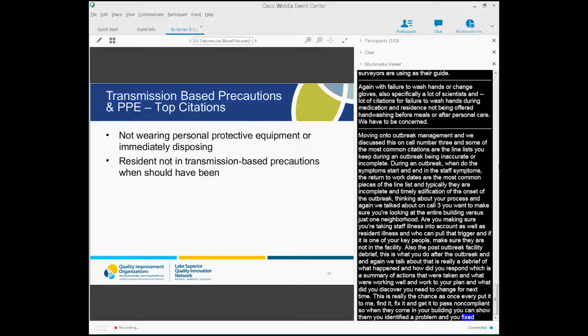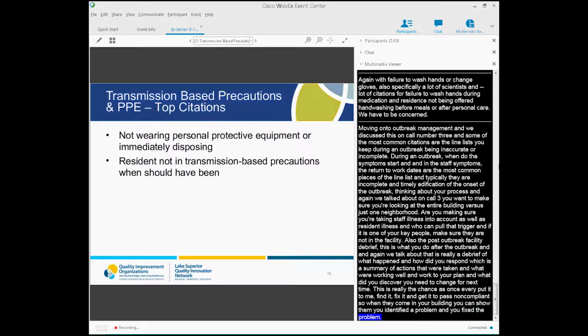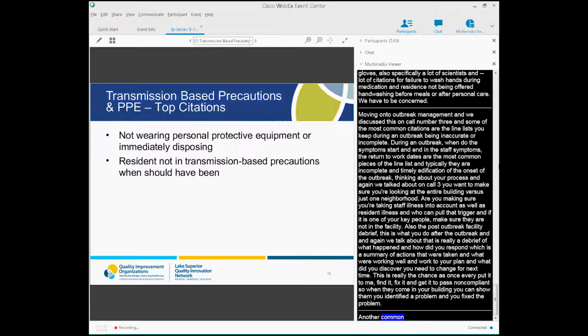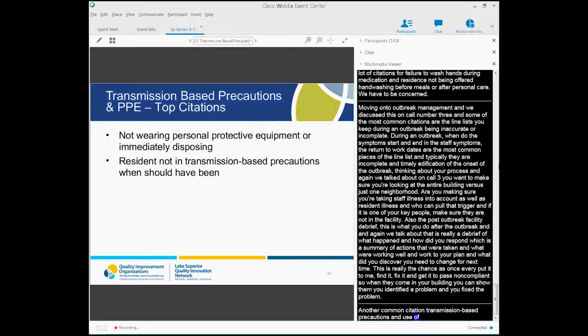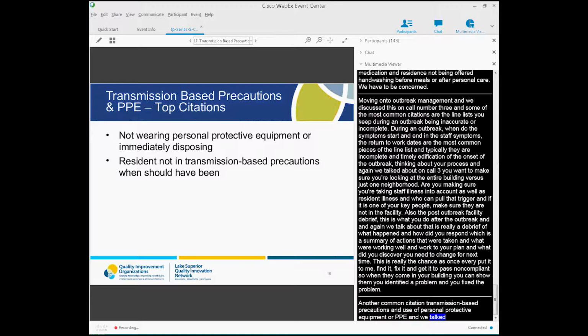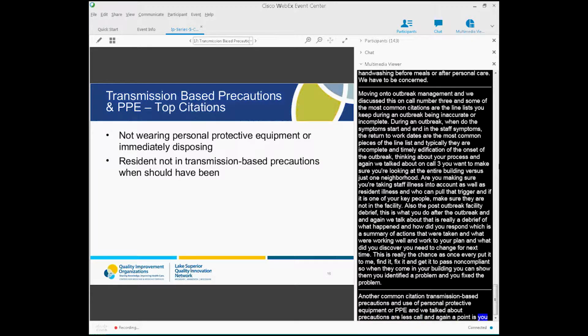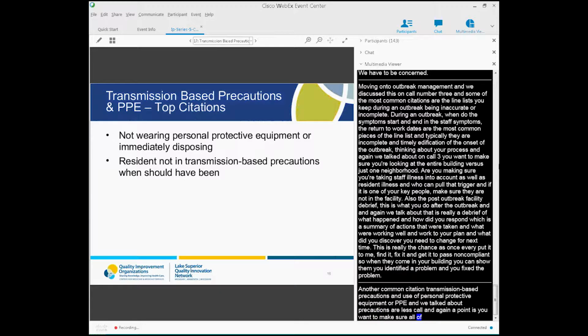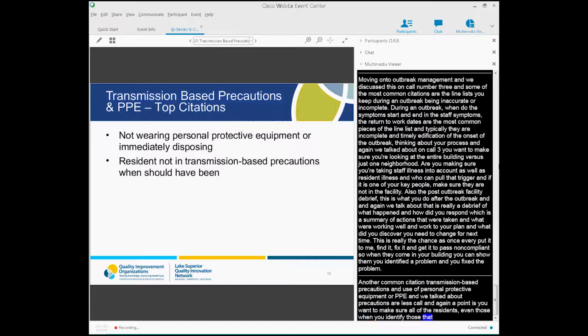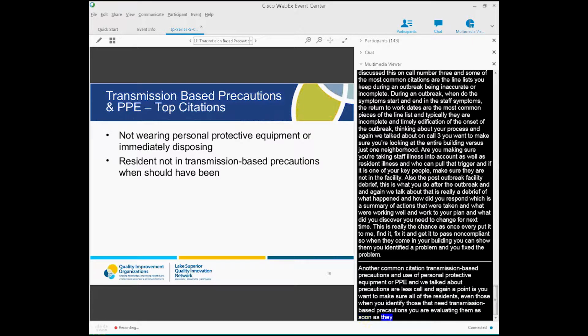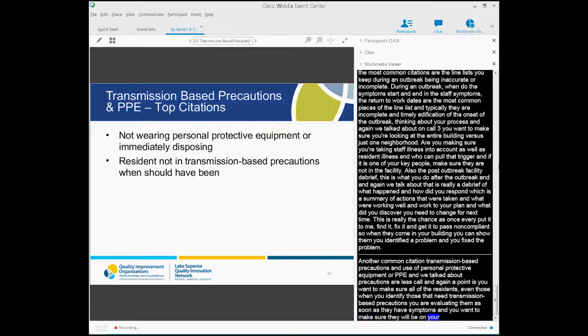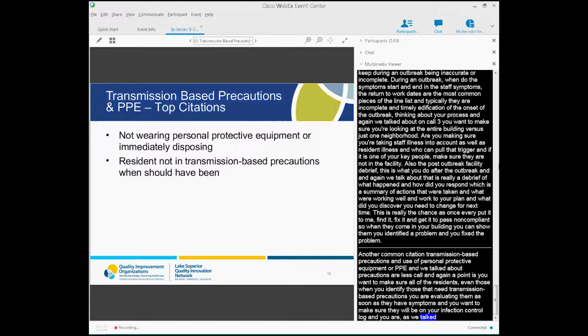Another common citation, transmission-based precautions and use of personal protective equipment or PPE. We talked about transmission-based precautions in our last call. And again, a point is that you want to make sure that all the residents, even those when you identify those that need transmission-based precautions, that you're evaluating them as soon as they have symptoms. You want to make sure that they will be on your infection control log, and that you're, as we talked about, your outbreak line list, the date of symptoms, the date that transmission precautions were started.